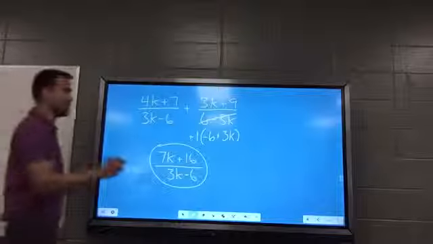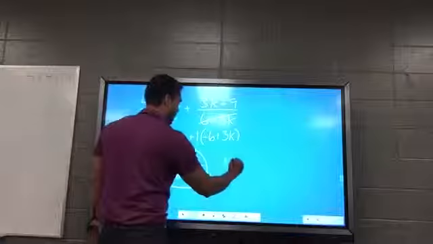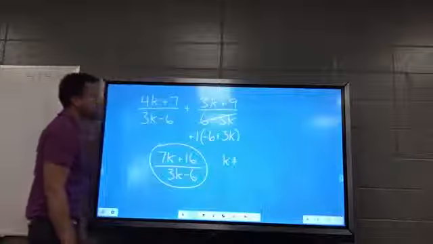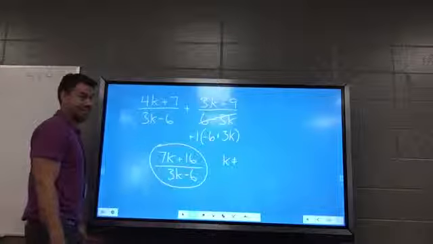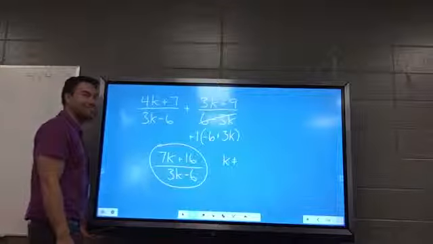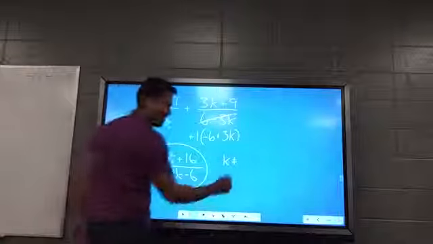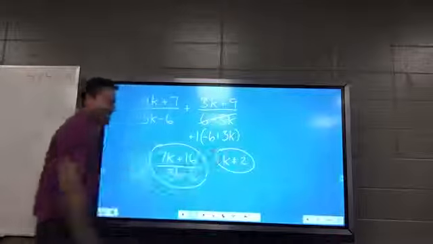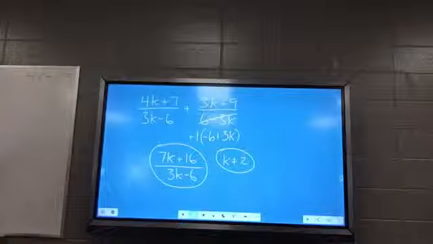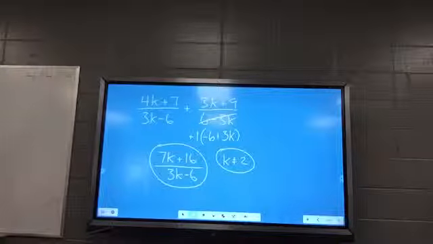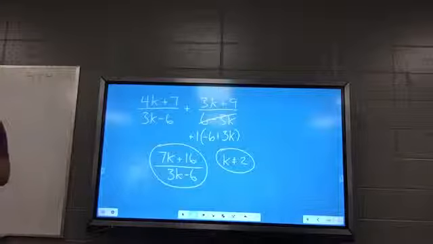What's my excluded value? K cannot equal 6 thirds. Yep. 6 thirds is correct, and then we just simplify that. K cannot equal positive 2. That's the hardest one you can ever get on this lesson.